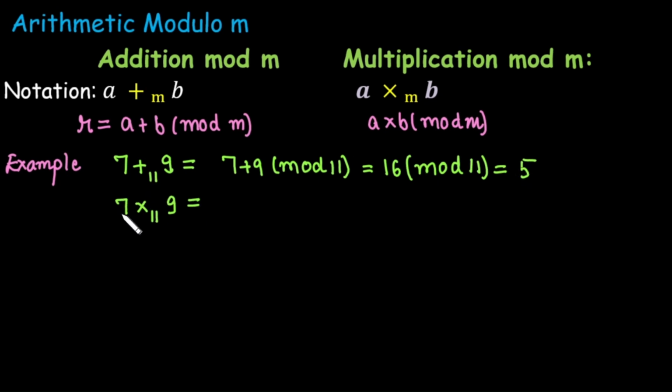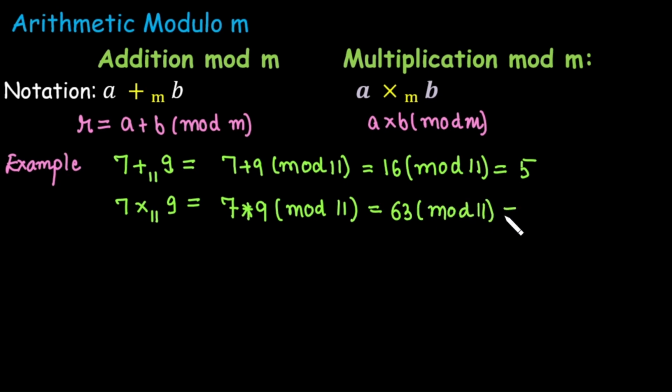What about this one? In this case, the operation is multiplication. So it means we need to take the product of 7 and 9. After that, we calculate mod with respect to 11. This is equal to 63 mod 11, and that is further equal to 8. So this expression is equal to 8.